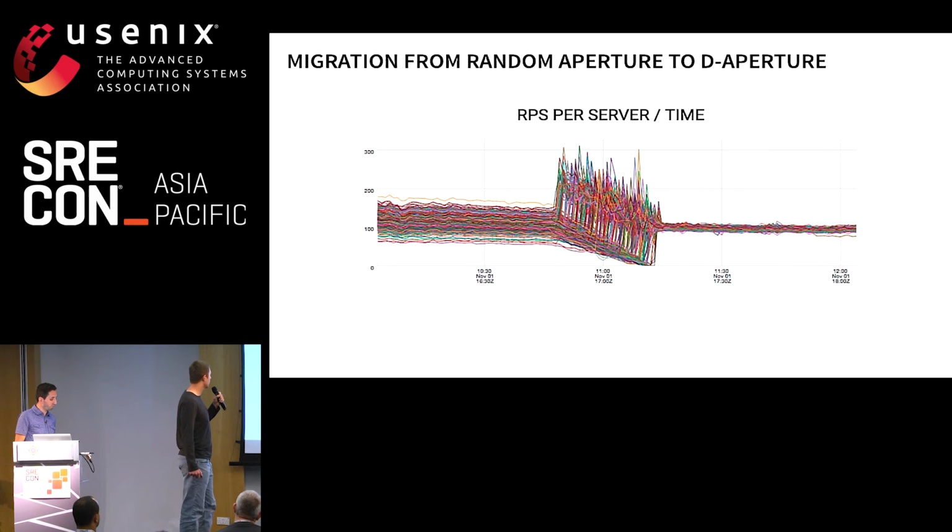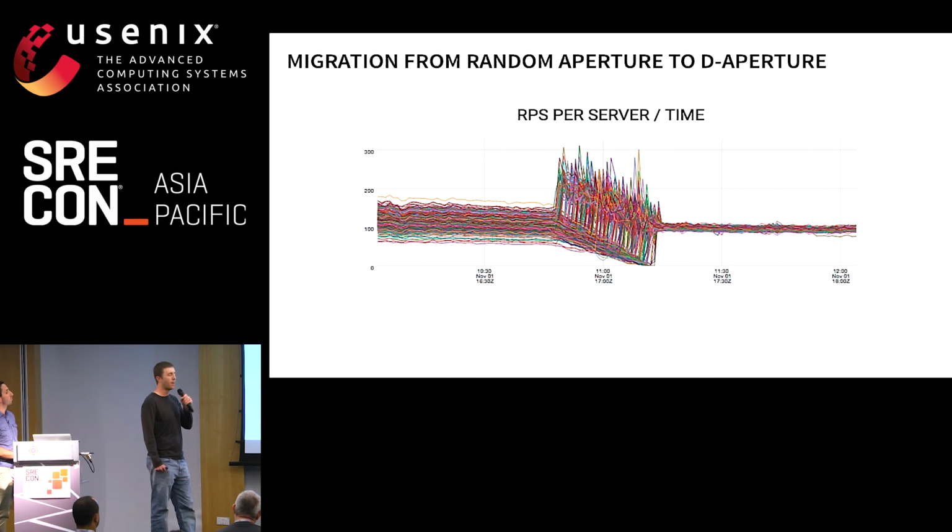Then in the middle, you'll see a lot of noise. This is noise due to the transition. As we're starting to reorder how the clients talk to the backends, you'll see some stacking. It's important to note that this is only when you're transitioning to deterministic aperture. This is not every redeployment, every restart. This is a one-time cost.